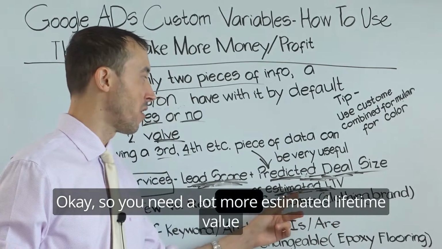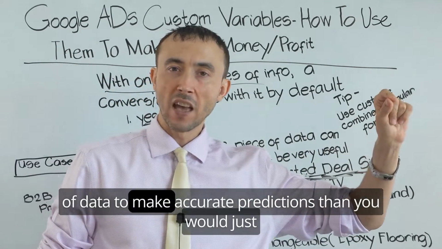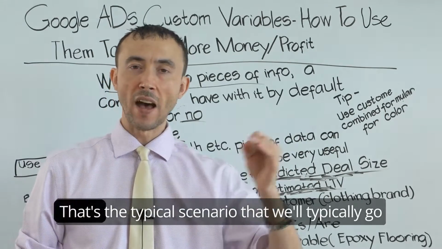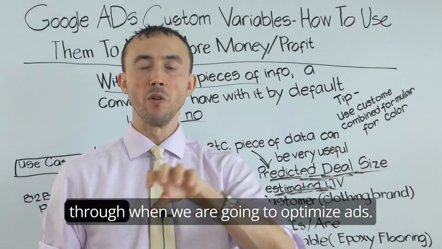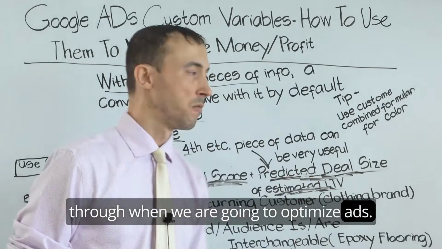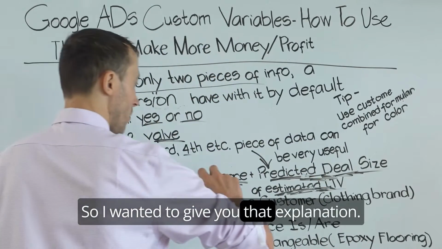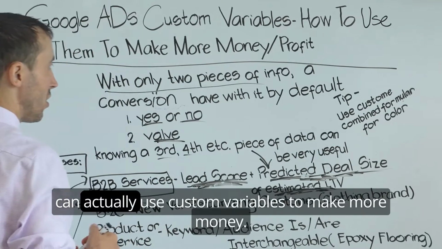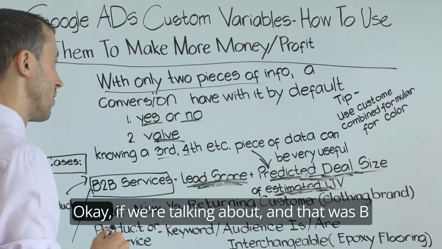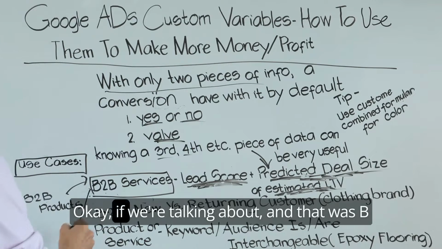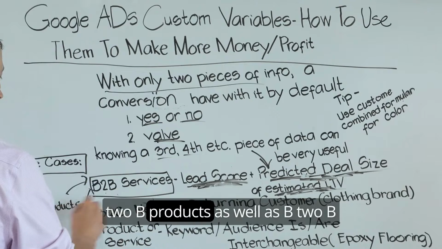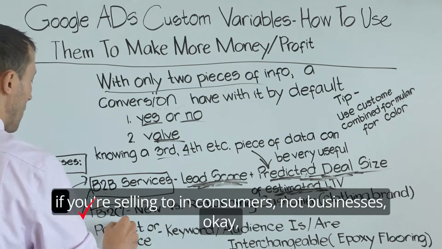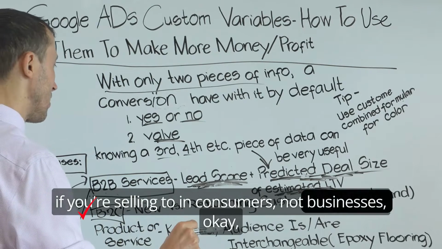Okay, so you need a lot more estimated lifetime value data to make accurate predictions than you would for just what the person was quoted on the initial deal. That's the typical scenario that we'll go through when we are going to optimize ads. So I wanted to give you that explanation if you're in B2B services where you can actually use custom variables to make more money, okay? And that was B2B products as well as B2B services, products being if you sell more expensive products. Now, if you're selling to end consumers, not businesses, okay?